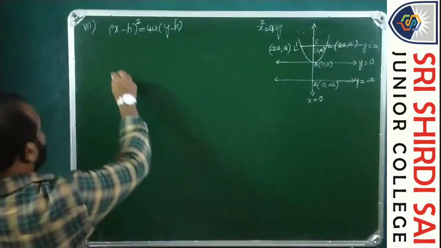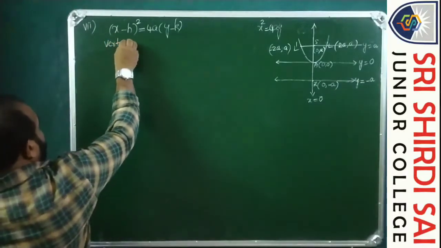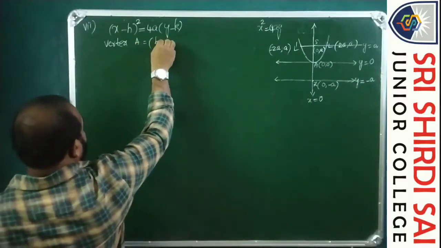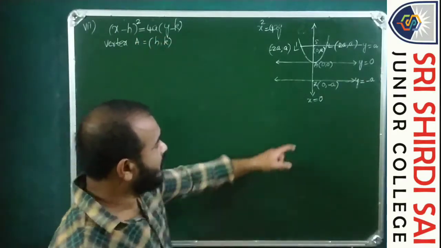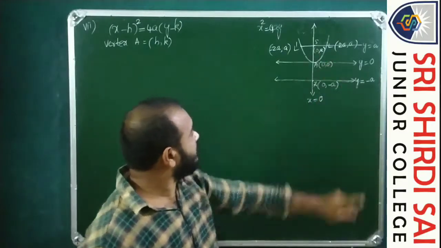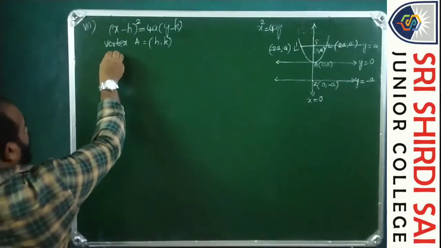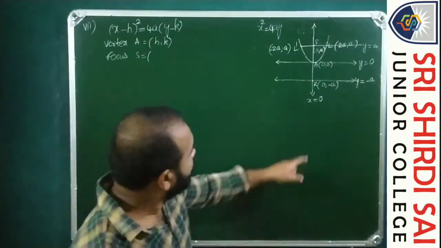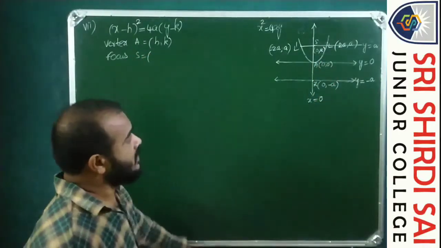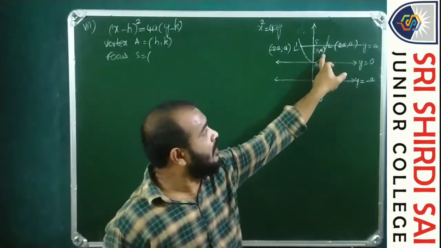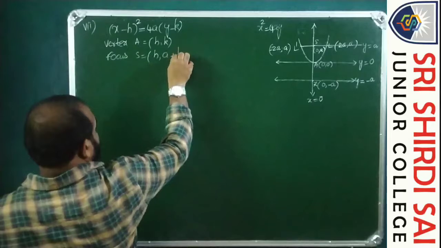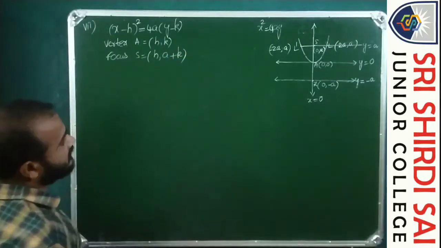Now the vertex of this is A, which is h comma k. Earlier it was 0, 0; now it is 0 plus h, 0 plus k. Next, the focus S: the focus of this is 0 comma a, so 0 plus h comma a plus k. So h comma a plus k.